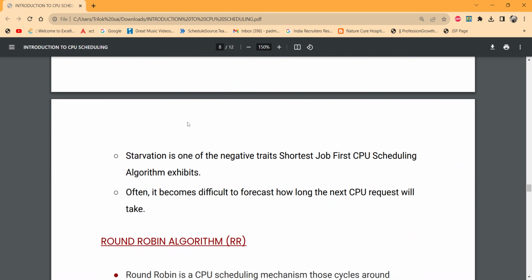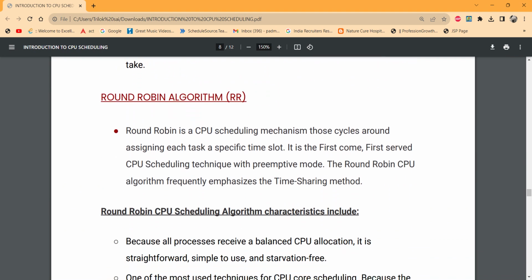Okay, now moving on to the next algorithm, that is the round robin algorithm. The round robin algorithm mainly works with the concept of time slicing. Each process will be given a time slice, like a token system. Process P0 will be given a token, process P1 will be given a token, process P2 will be given a token.